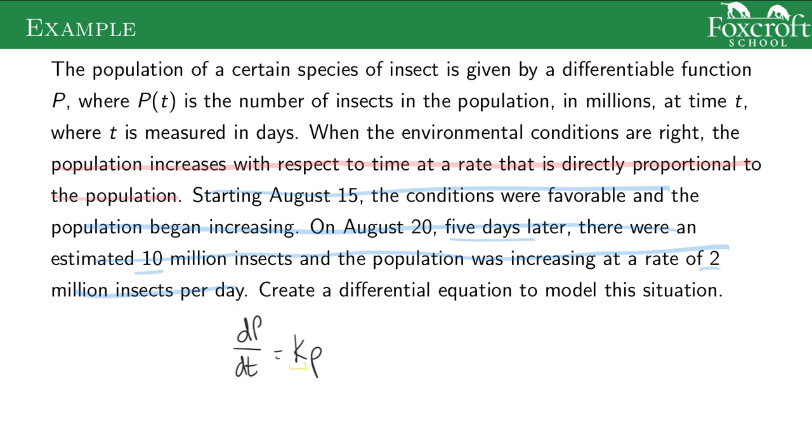So what are each of those things? The change in population is our dp/dt. We don't know k yet, but we know the population is 10 million insects. So we divide that 10 over to the other side, and we get that k is 1/5. Now we can plug that into our final formula. The change in population with respect to time is 1/5 times p. This one just goes one step farther, figuring out what that k value is.